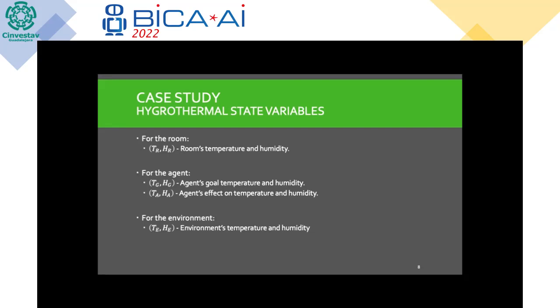So basically, the agent's goals, we gathered from information both from the World Health Organization regarding which ranges of temperatures are important for human beings. The other ones are specific to the room we are modeling, the agent sections, and the environment we just talked about.